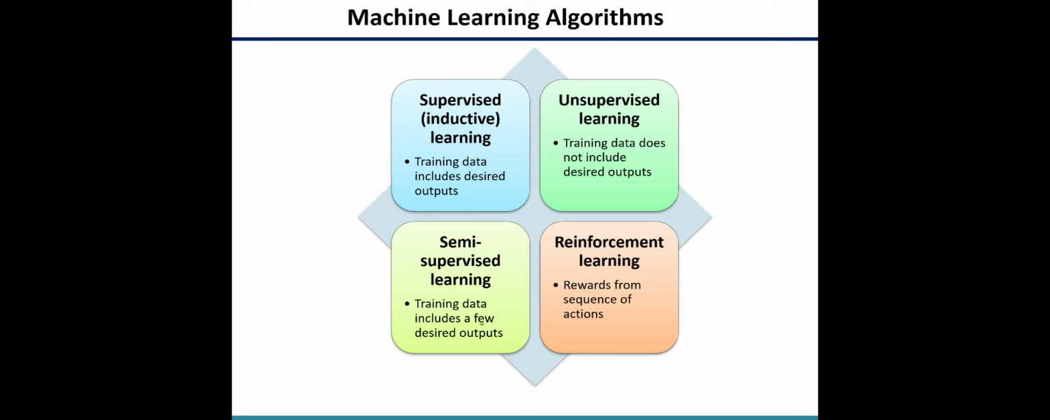Semi-supervised learning is where the training data includes a few desired outputs, not the complete ones. I'll give more examples. And reinforcement learning is rewards from a sequence of actions. In reinforcement learning, we are not giving anything to the machine, we just give it input, the machine analyzes and learns from that input, and then again the agent asks us what is this, is it correct or not.